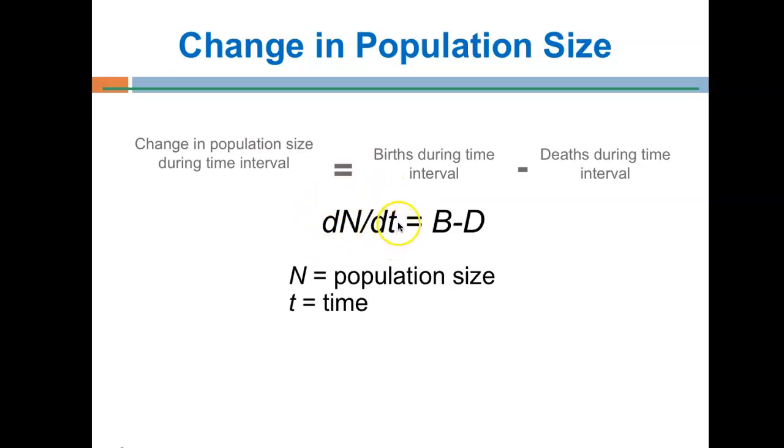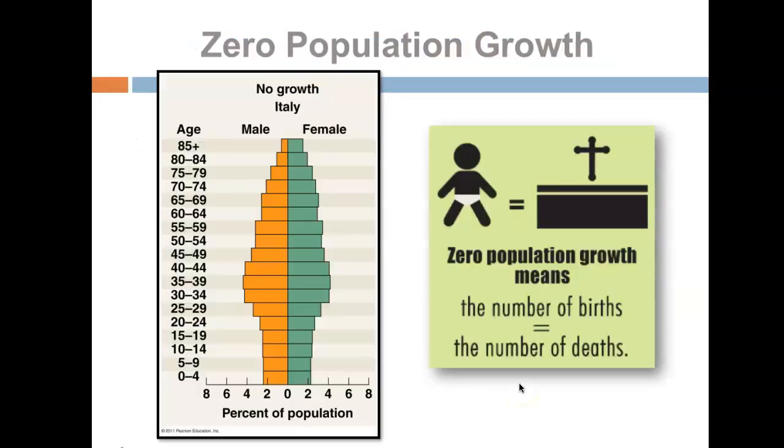For lack of a better way of saying it, over a certain time period. So dN over dt. N means population size, the original population size that you start with. T is the time period, and then you take births and you subtract deaths. So births minus deaths pretty much going to give you how many individuals were added over that time period.